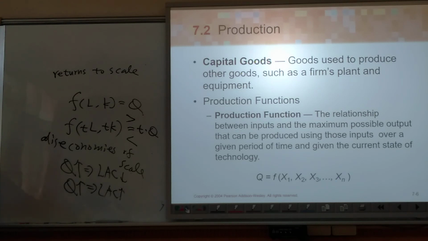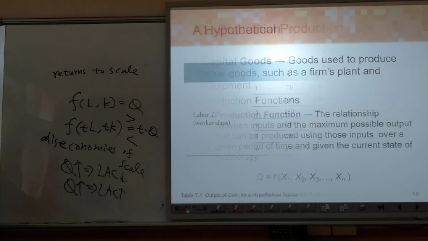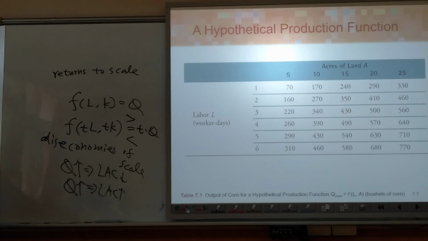Okay, and the production function is at the top. Here you have Q equal to F of x1, x2, x3 to xn. It means that you can have a lot of inputs, whatever you're going to use. But to simplify the analysis, usually we only have two. Okay, and we mentioned this.